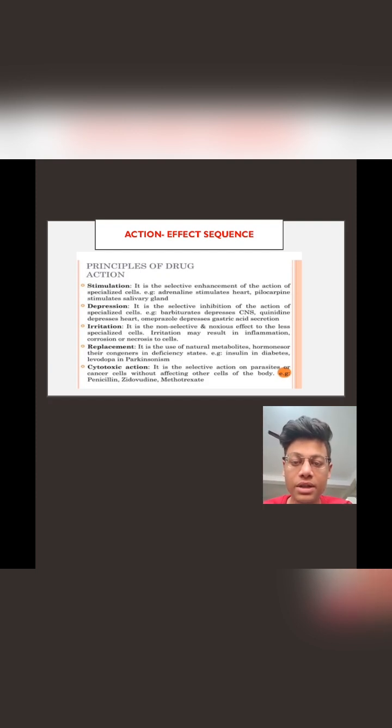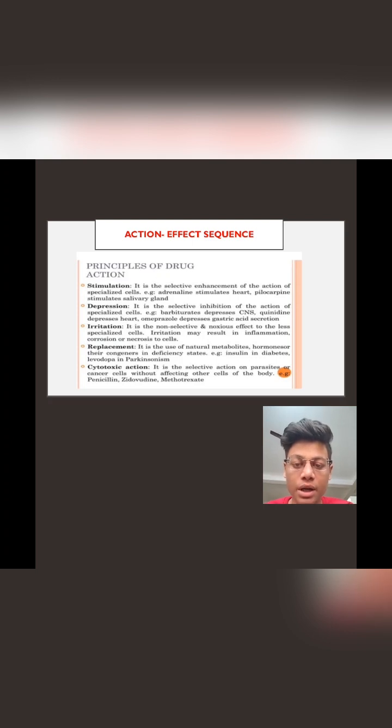So, principles of drug action. Stimulation is the selective enhancement of the action of specialized cells. Example, adrenaline stimulates the heart, pilocarpine stimulates the salivary gland. Second, depression. It is the selective inhibition of the action of specialized cells. Example, barbiturates depress the CNS, quinidine depresses the heart, omeprazole depresses gastric acid secretion.